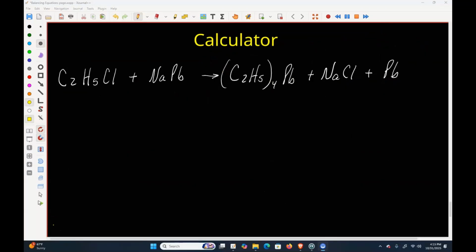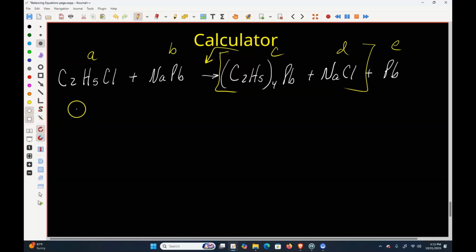Okay, this next one is really tricky. I chose this on purpose, and I'll show you why in just a moment. So again, A, B, C, D, and E. Okay, now remember, we're going to take these over to the other side. So they're going to be negative. Okay, so I have carbon, hydrogen, chlorine, sodium, and lead.